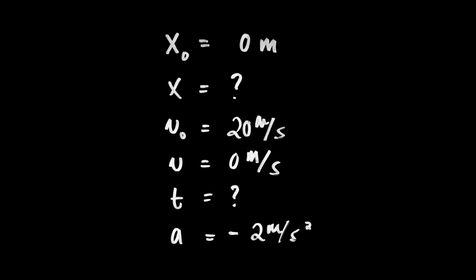Do I know the final velocity of this car, which is trying to stop after having spotted a deer? Yeah, I'm trying to stop. So if I'm trying to stop, I'm going to make the velocity of the car go to zero. Nowhere was that explicitly said, but it's implied.